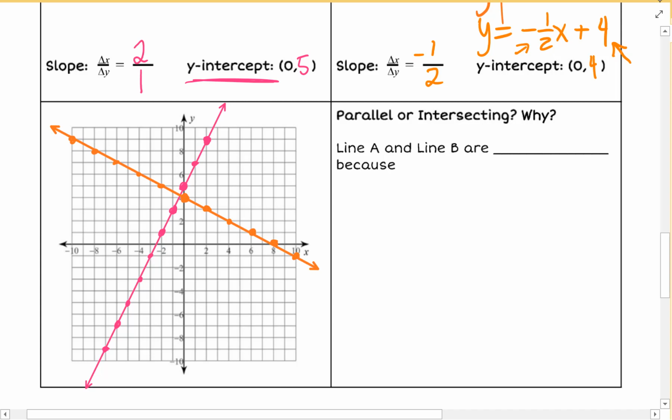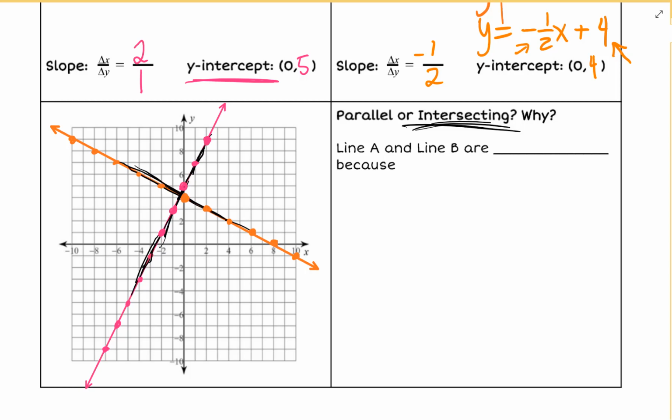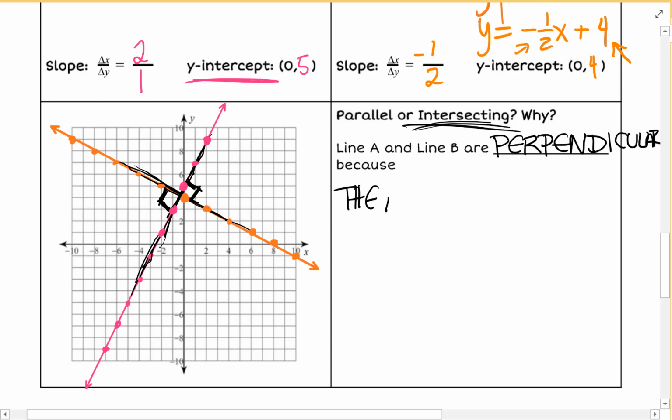Now these lines are clearly not parallel because they cross. So they are intersecting. But they're not just any type of intersecting. This is a very specific type of intersection. These lines cross at a 90-degree angle. Their intersection makes 4 right angles. Therefore, these lines are called perpendicular. They intersect at a right angle.